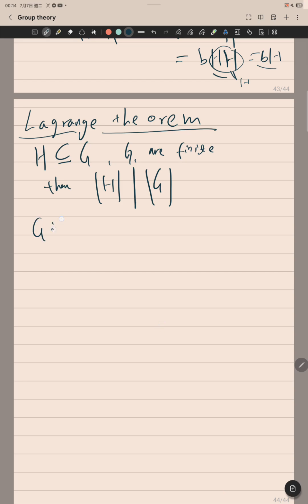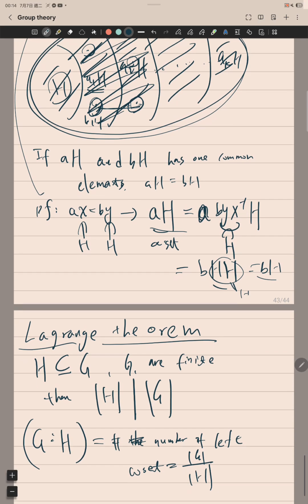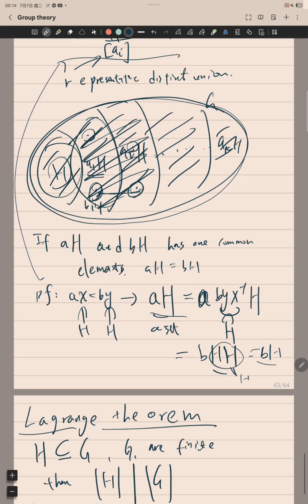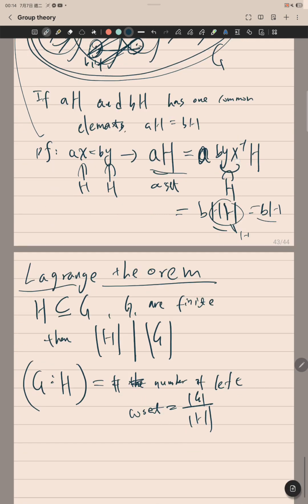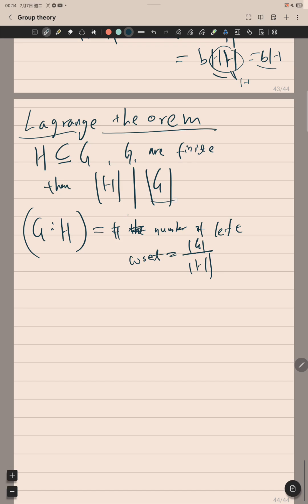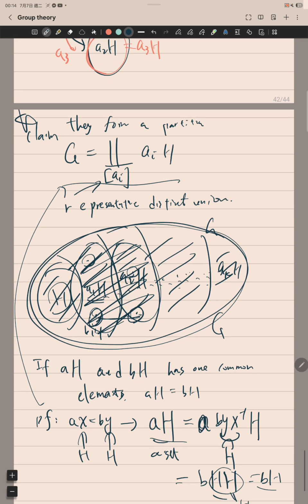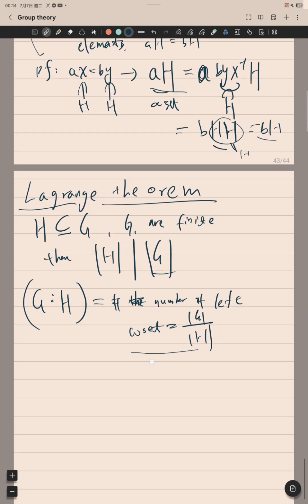Okay, and this is notation. G comma H is defined to be the number of left cosets. And by definition, it would be the size of G divided by the size of H, right? Because this is H, and the size of it is H. So you just separate G into different small parts of size H. So obviously the number of elements of G will be a multiple of the size of H. So the number of cosets will be the size of G divided by the size of H. Okay, so this is the definition.